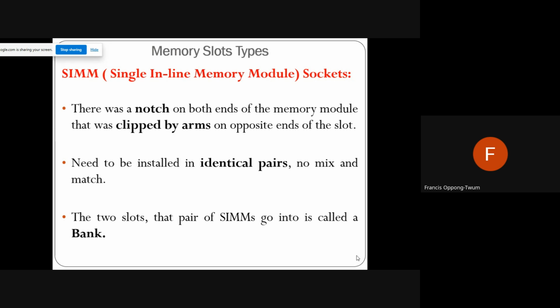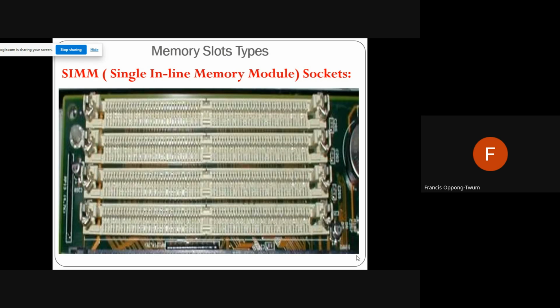So the two slots that the pair of SIMs go into is what we call the memory bank, the bank where you install the memory. We call it the memory bank. So you can look at this. This is an example of the single inline memory module. I've shown you a picture. If you are still confused, you can go to Google Images and search this, and it will give you a lot of images for you to appreciate.